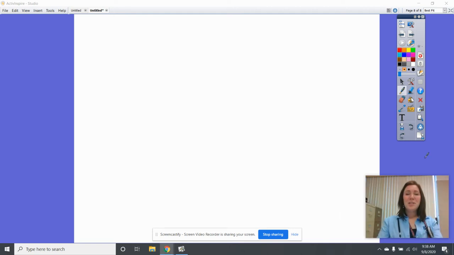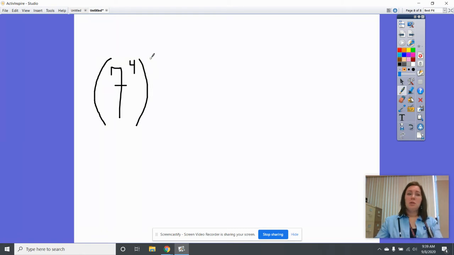Hi, today we're going to talk about the power exponent rule. So when we have a power to a power, what do we do to simplify to a single exponent? Let me show you what I mean. If I have 7 to the power of 4, all of it to the power of 2, then first let me show you what this means in the long version, and then I'll teach you the fast version.